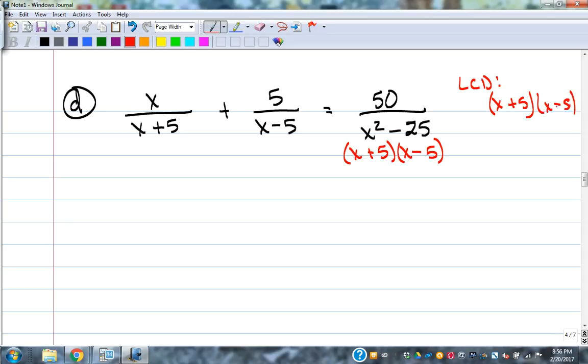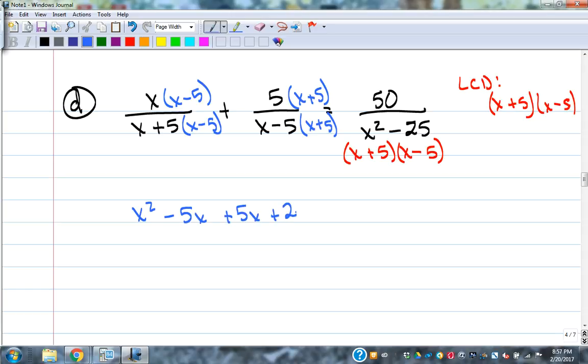So what does the first one need? He needs x minus 5. Second one needs x plus 5. Third one needs, what's the third one need? Nothing. It's already got both of them. We have x squared plus 5x or minus 5x plus 5x plus 25 equals 50. Simplify. These cancel each other out.